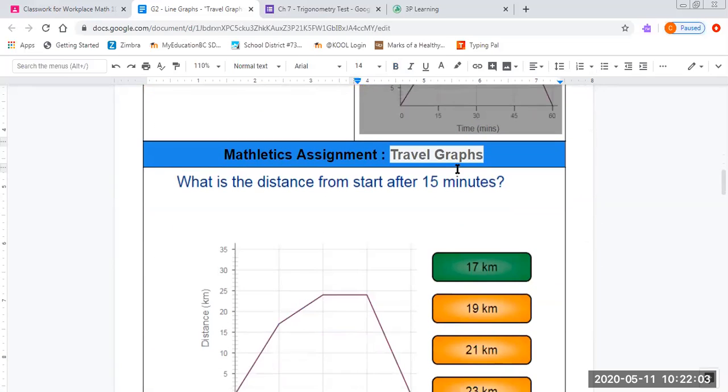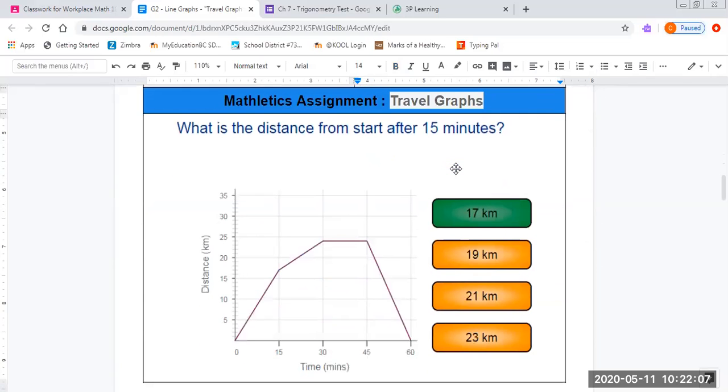The assignment that you are given today is called travel graphs. That's what you will see in Mathletics. I'm just going to go through quickly 4 different questions that you will see and how you would go about answering them. The first question is, what is the distance from start after 15 minutes?